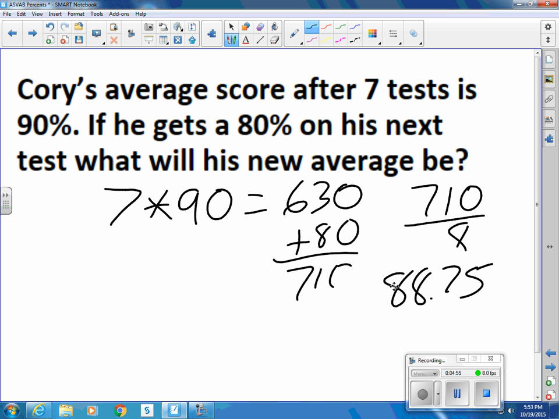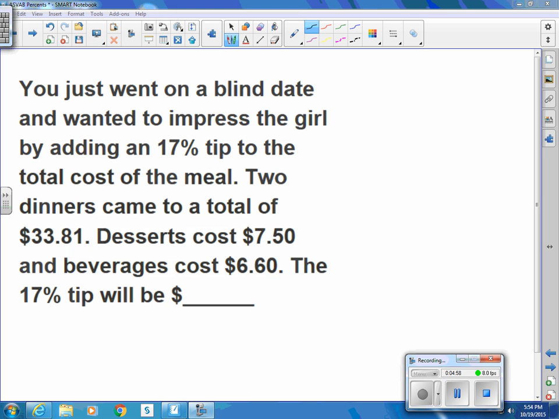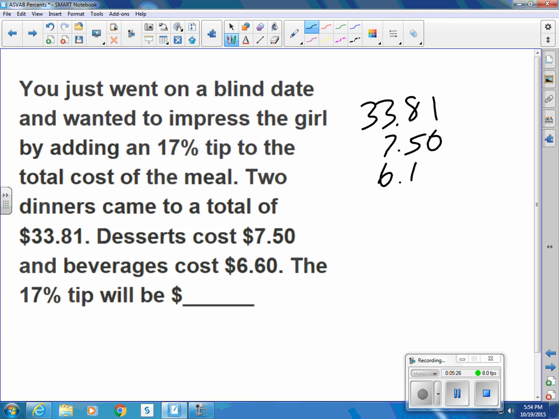Okay, you just went on a blind date and wanted to impress the girl by adding a 17% tip to the total cost of the meal. 2 dinners came to a total of $33.81. The desserts cost $7.50 and the beverages cost $6.60. The 17% tip would be, well, let's add up our total. So we have $33.81, and we have $7.50, and we have $6.60.